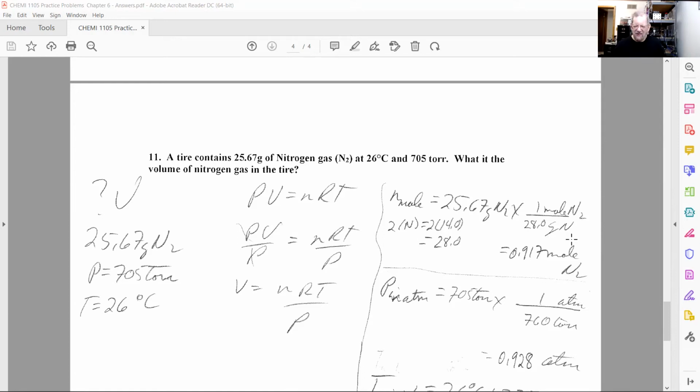And whatever we're trying to get to goes on top of the ratio. Whatever we're trying to get rid of goes underneath. Where do you get a relationship between moles of a compound and grams of a compound?